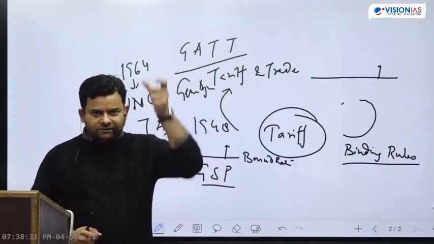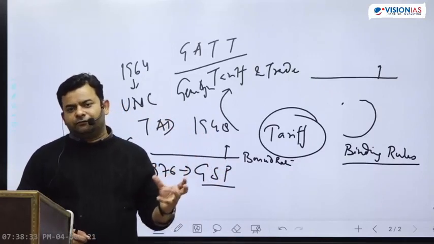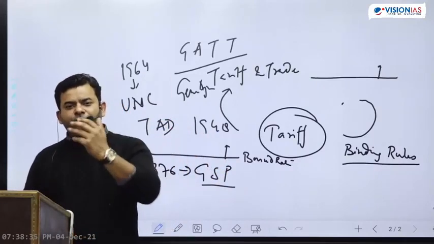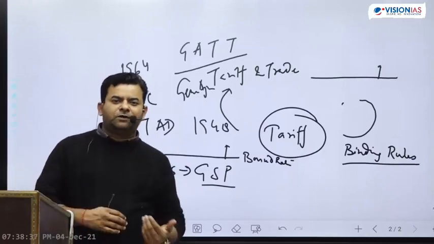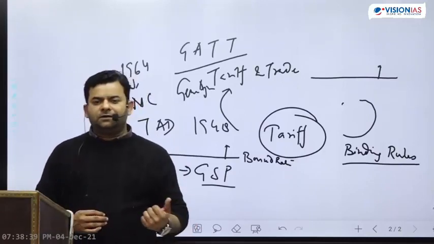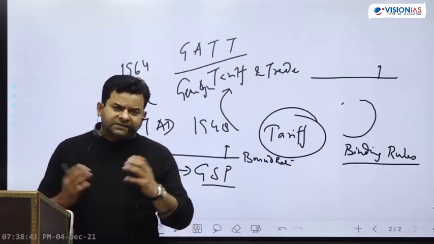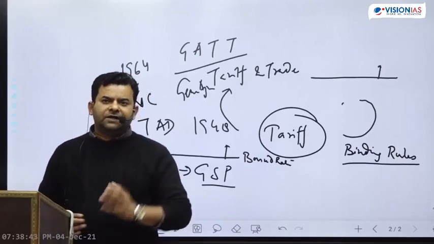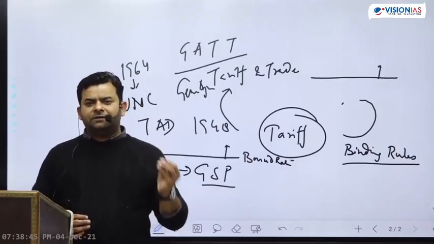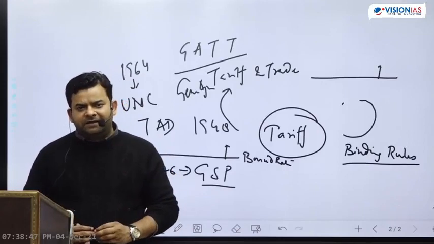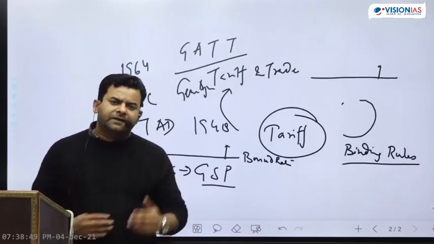Codex Alimentarius is the guideline for the quality of food. They say that food quality is not good, that's why we are not importing fish from India, and so on. These kinds of things are called non-tariff barriers. There could be phytosanitary barriers, and so on. We'll understand gradually what these barriers are.